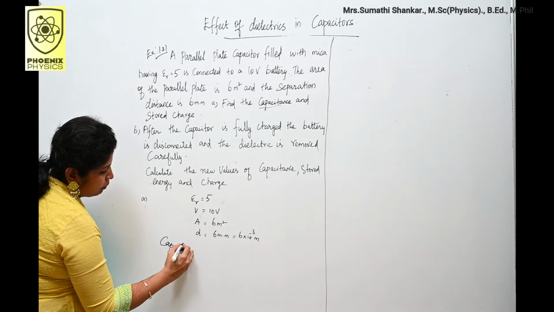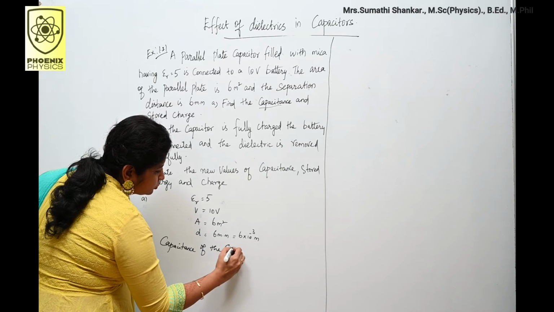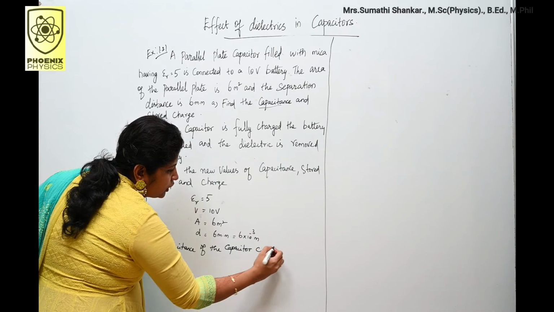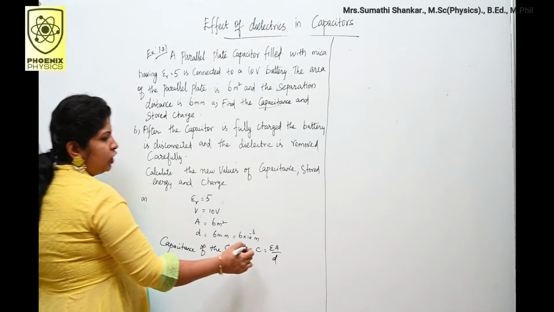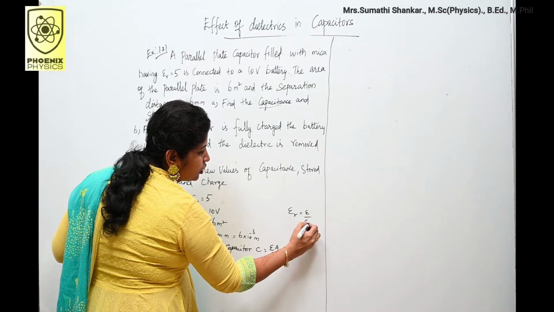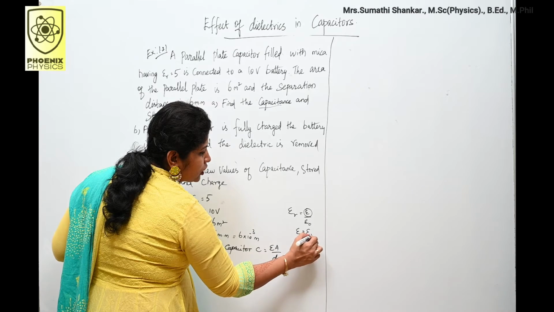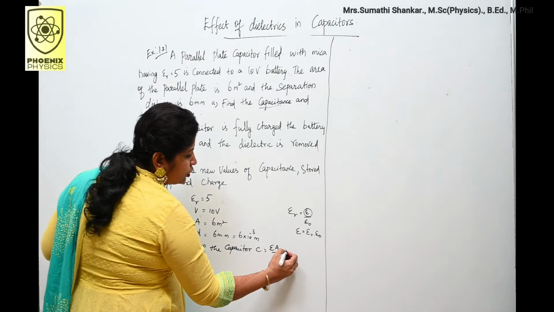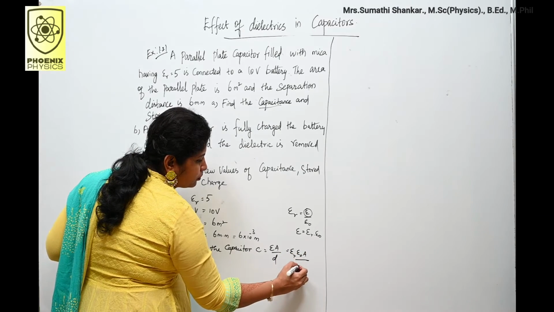So the capacitance of the capacitor, C is equal to epsilon A by D. This is the general formula. You know that epsilon r is equal to epsilon by epsilon naught. So if I need epsilon, you can write it as epsilon r into epsilon naught. So C is equal to epsilon r epsilon naught A by D.